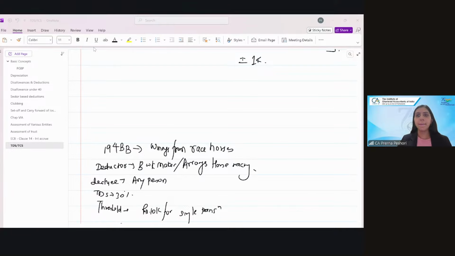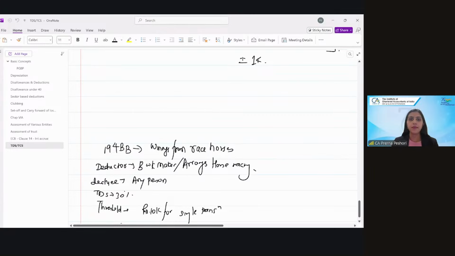Yes. Last class we have seen, starting with virtual digital assets. Virtual digital asset is taxed at 30% under section 115BBH. No deductions are allowed. No set off of losses is allowed. No carry forward of losses is allowed.